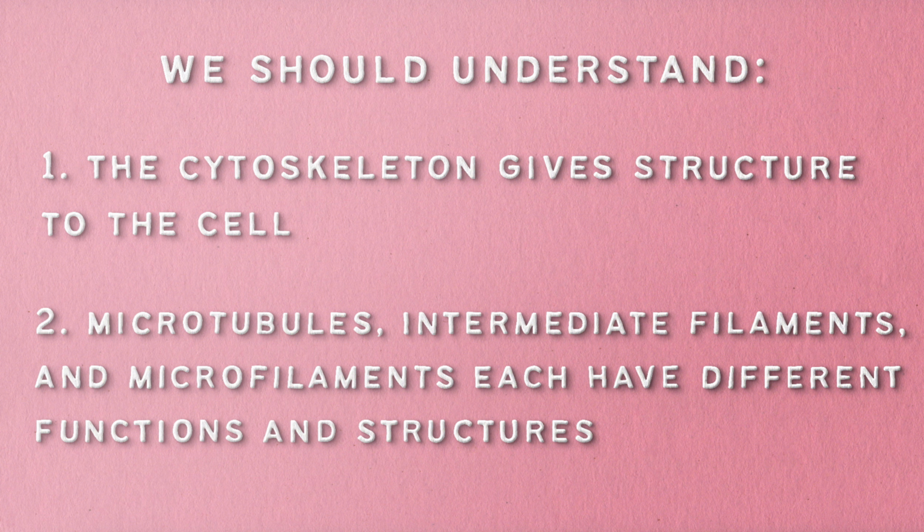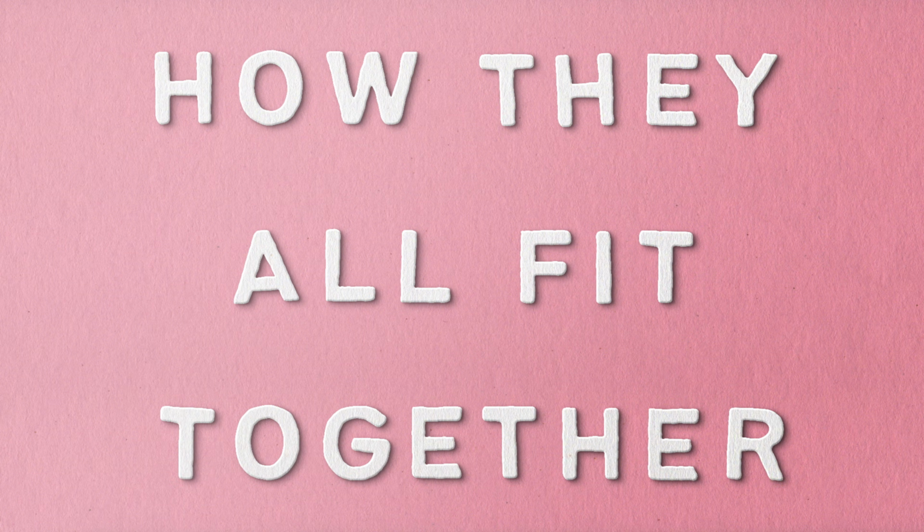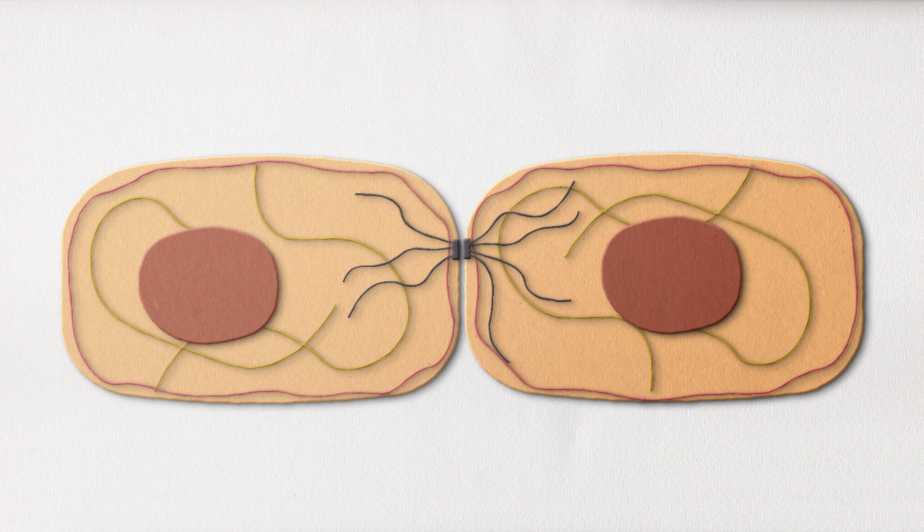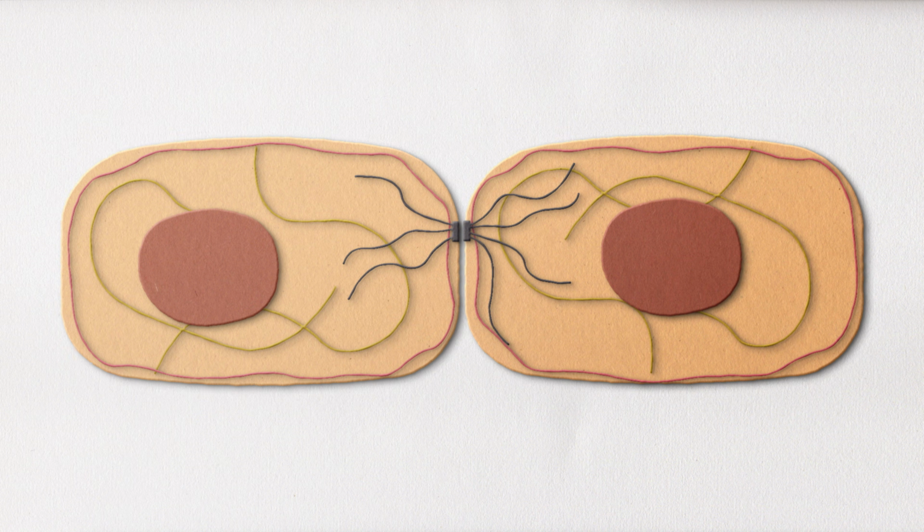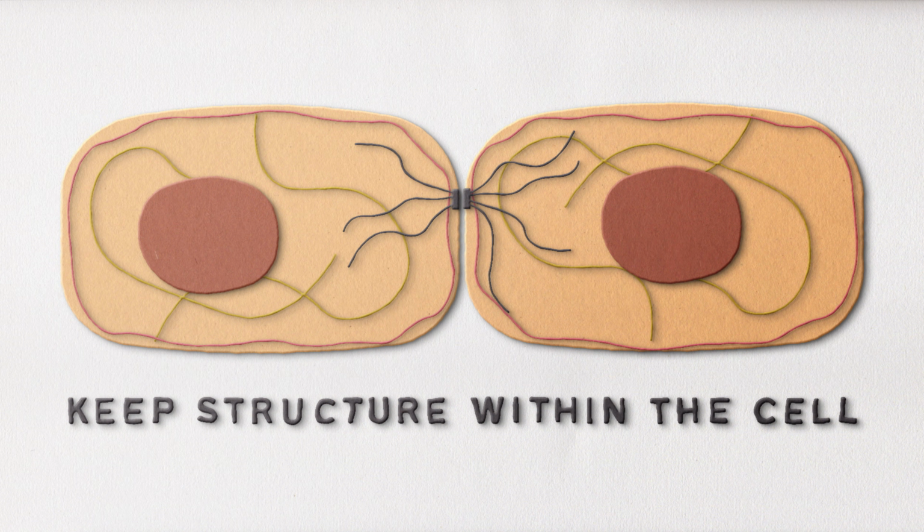Now, let's look at how they all fit together. This is a picture of a cell, and the spaghetti-looking things you can see hanging out around the cell are the different types of filaments. As you can see, they do exist separately, but work together. By connecting themselves to themselves, the plasma membrane, and the other organelles, the filaments help keep structure within the cell.